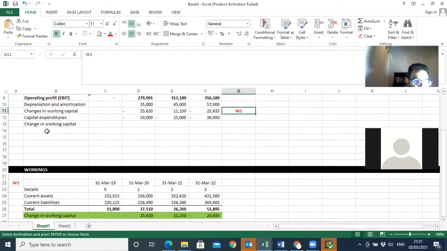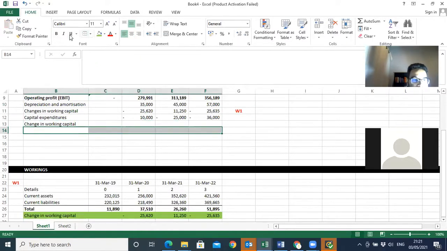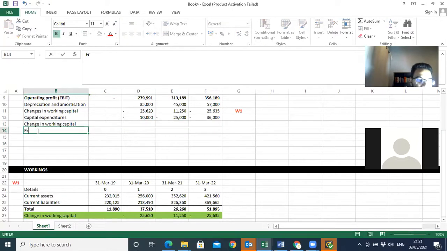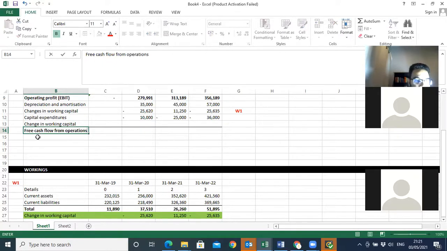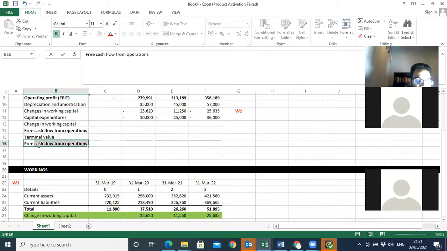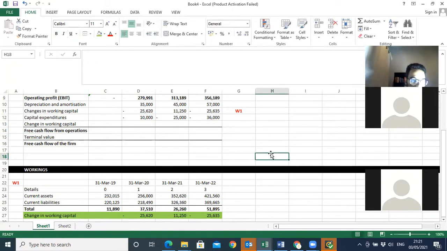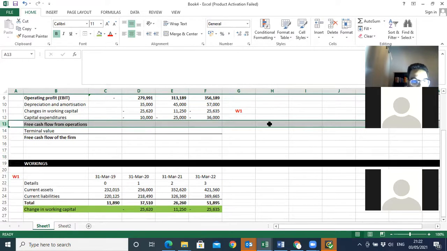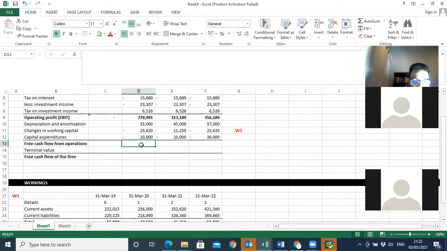Okay, I'm just going to call this here free cash flow from operations. Then you'll have terminal value, and this will be free cash flow of the firm. So we add up. So there we have all the numbers.